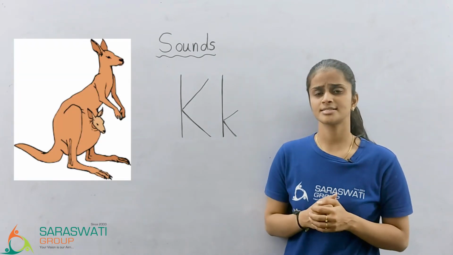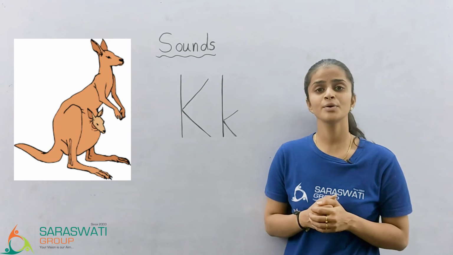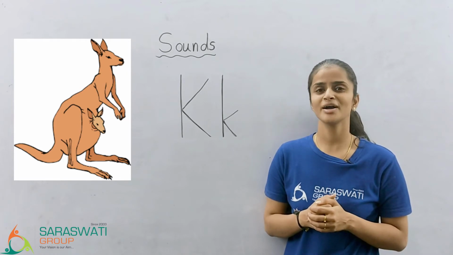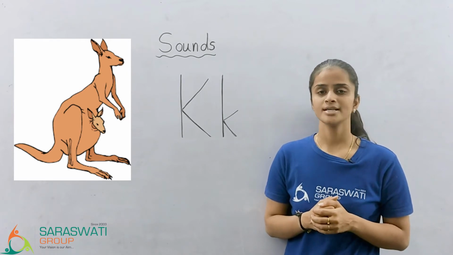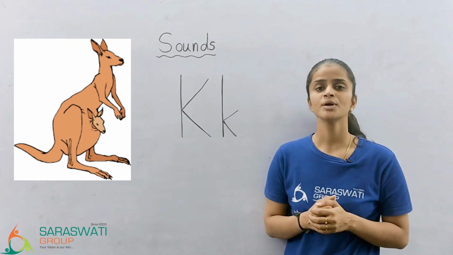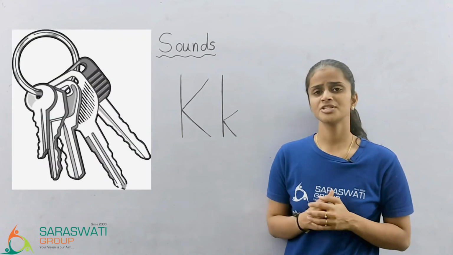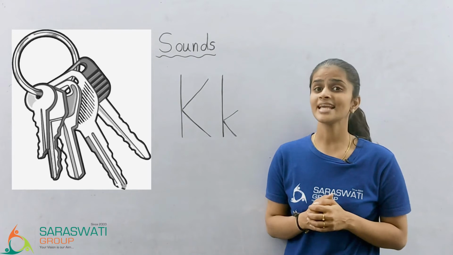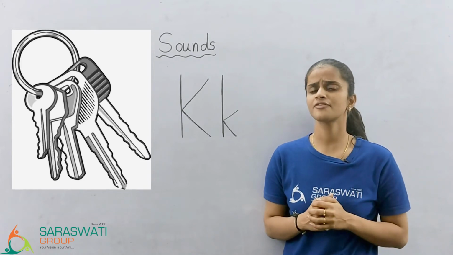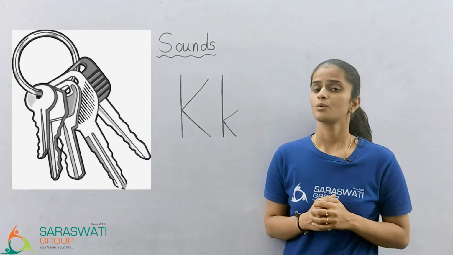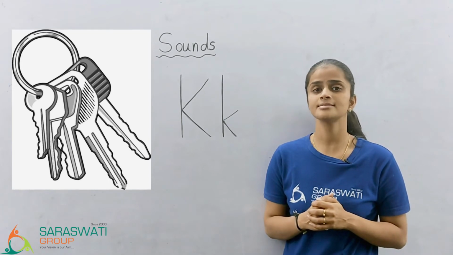Which picture is this? It is kangaroo. What is the initial sound of kangaroo? K. Which picture is this? It is keys. What is the initial sound of keys? K.